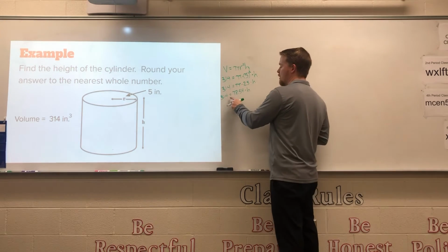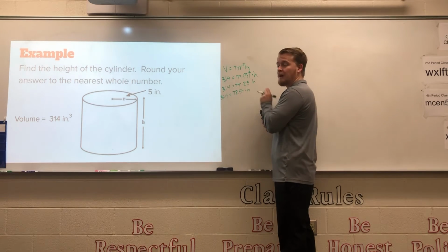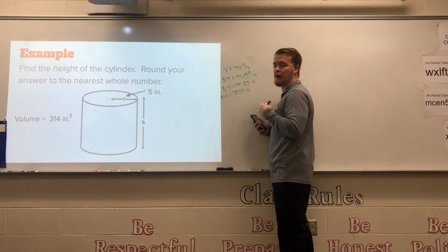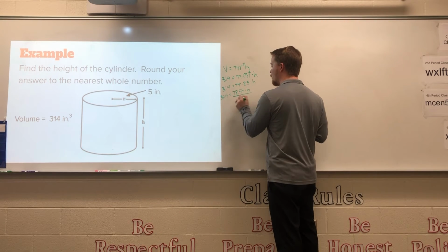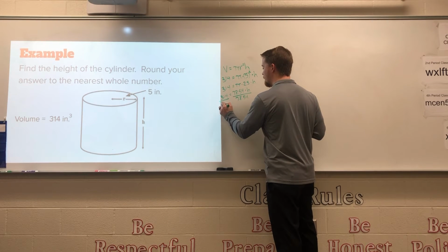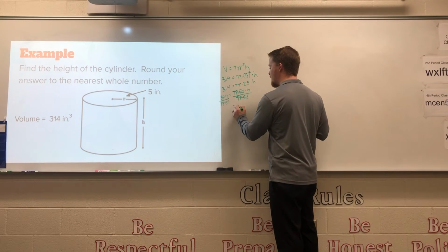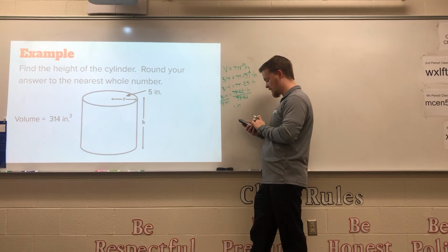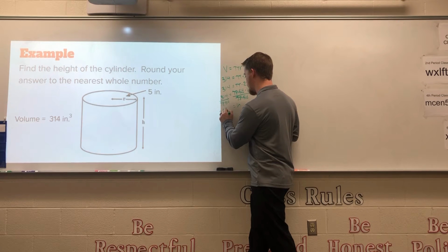So last step here, if we have 78.54 times H and we want to get H by itself, that means we need to move this number to the other side. And remember, to move stuff to the other side, you do opposite operations. So if this is being multiplied, to move it over, we have to divide by 78.54 on both sides. Those cancel, leaving me with H, which is what I want. That will give me the final answer. 314 divided by 78.54 is 3.997.